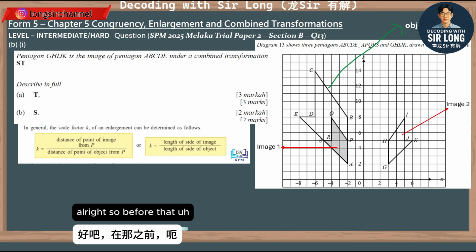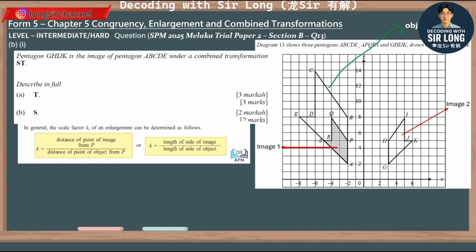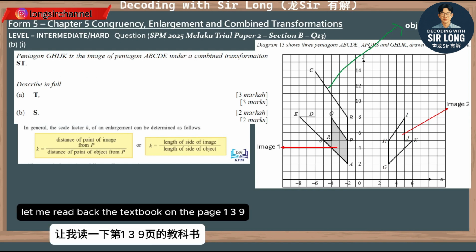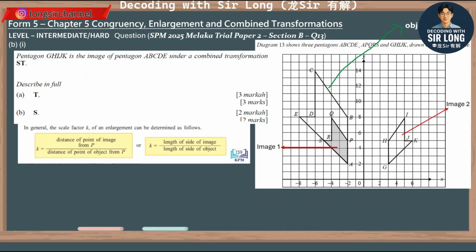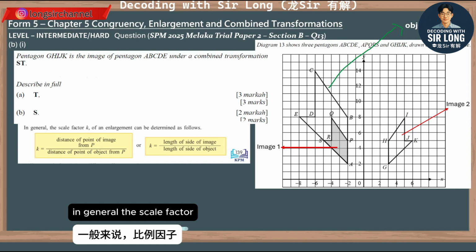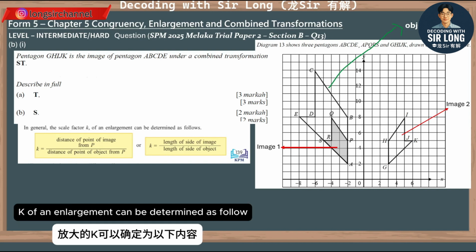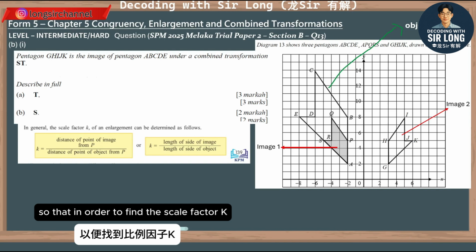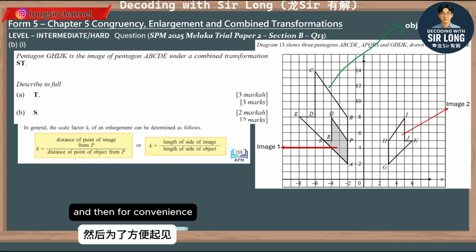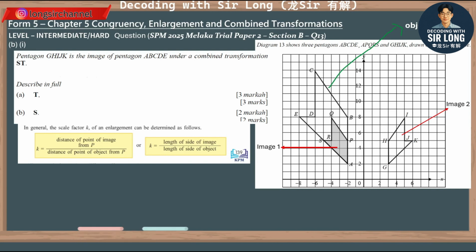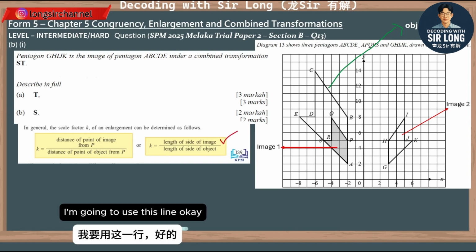Alright, so before that, let me read back the textbook on page 139. In general, the scale factor k of an enlargement can be determined as follows. So in order to find the scale factor k, for convenience, I'm going to use this line, okay?